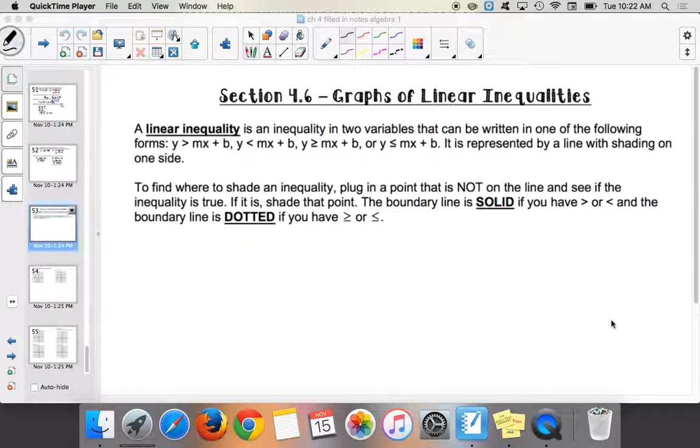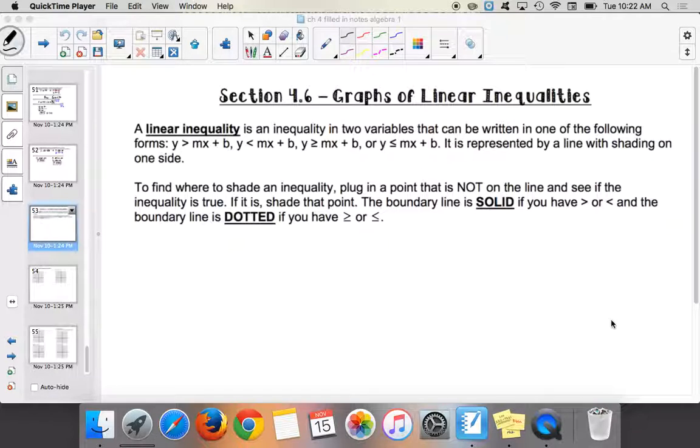We are basically graphing lines, but we're graphing lines that also involve shading. So we're going to shade either above or below the line. These are called linear inequalities. A linear inequality is an inequality that looks kind of like y equals mx plus b, but instead of the equal sign, you have greater than, less than, greater than or equal to, or less than or equal to. That's our signal that we are going to have some kind of shading.